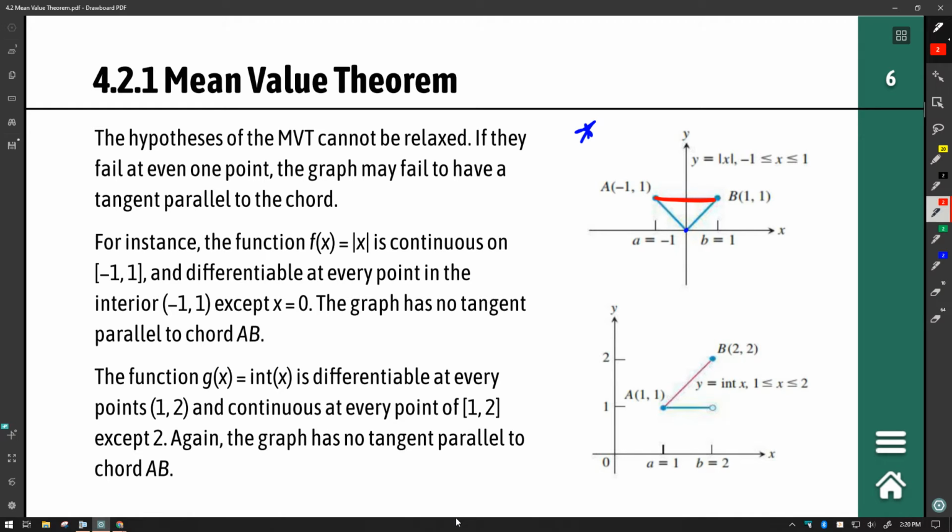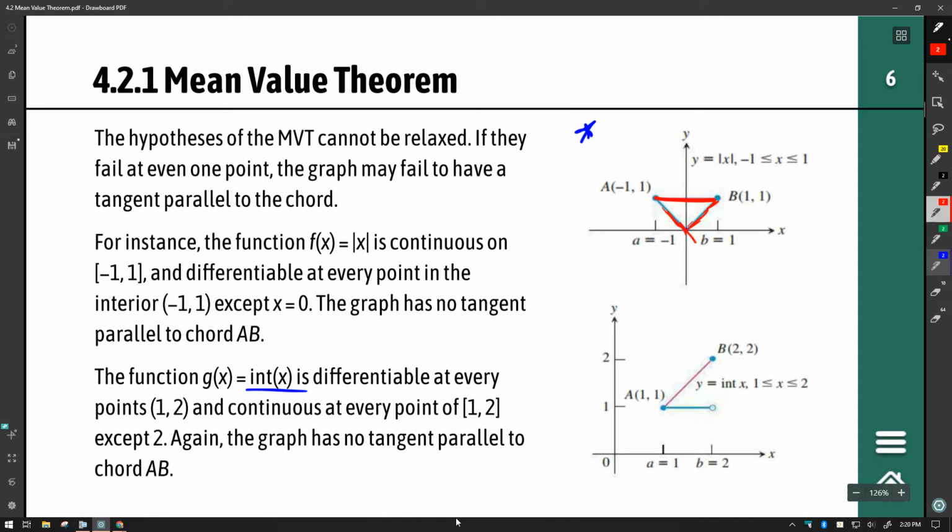If you look at all of the tangent lines along the curve, and in fact, this is not really so much a curve, but two connected rays, there's nowhere where any of those lines will be parallel to the y=1 line that's created by the chord. Look at the greatest integer function, g of x equals int of x. Now, it's differentiable at every point in the interval 1 to 2, but it's not continuous at 2. It is a jump from y=1 to y=2.